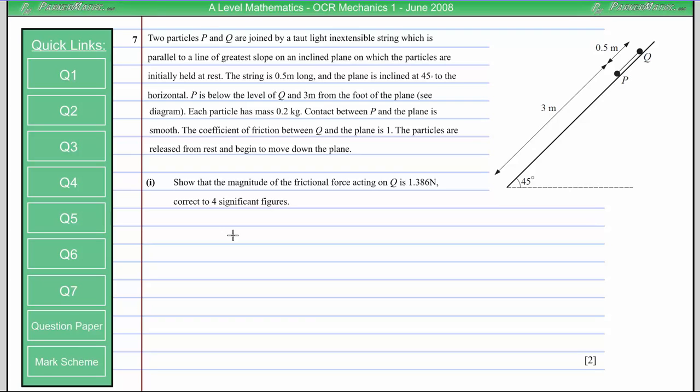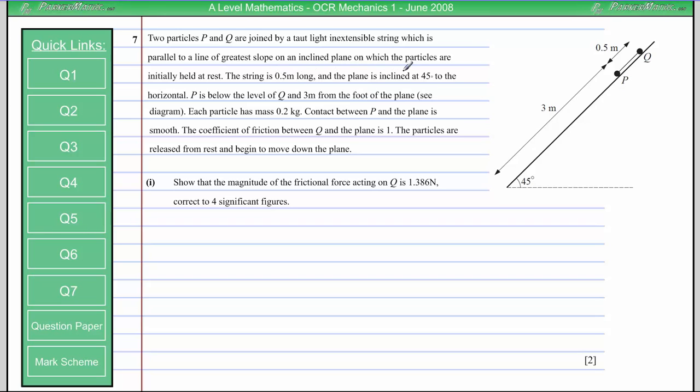Part 1 wants us to show that the magnitude of the frictional force acting on Q is 1.386 newtons, correct to 4 significant figures. Now there's a lot going on in this question, but most of it is actually already on the diagram. There's only a few things in here that we need to add ourselves.